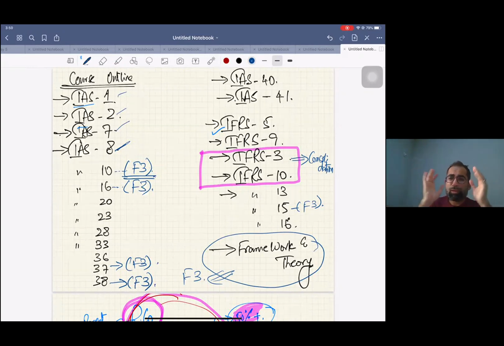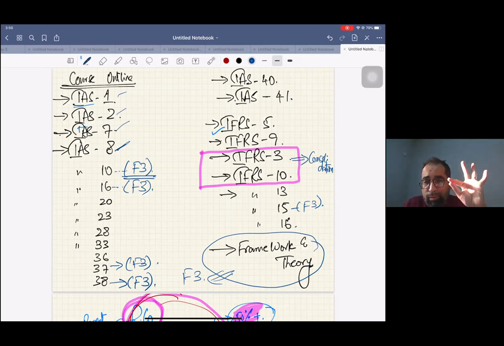Now, what's our strategy? How are we going to cover this course? Look at me and listen. First of all, we'll start our topics with IAS and IFRS. We'll do accounting standards with some past papers, exam kit, and OT cases, all accounting standards. This will take a lot of time. Obviously, there are many standards, right?